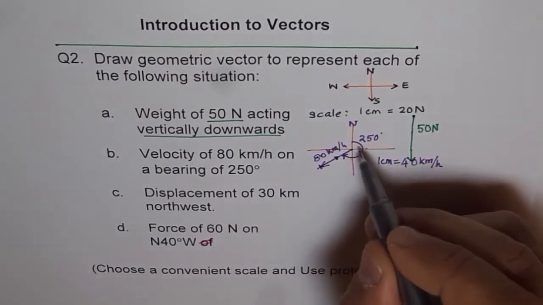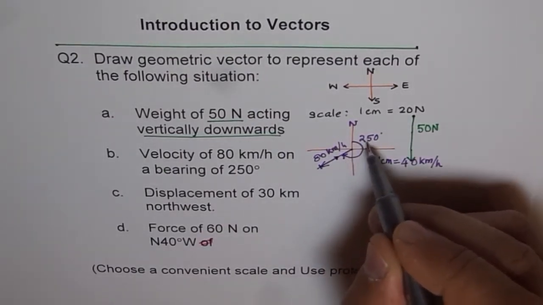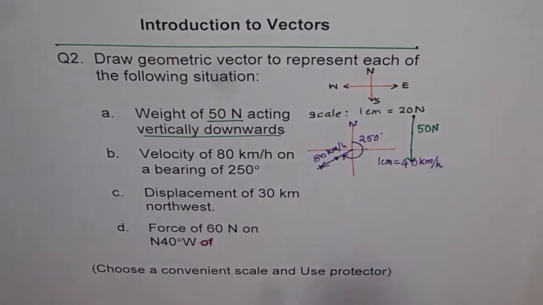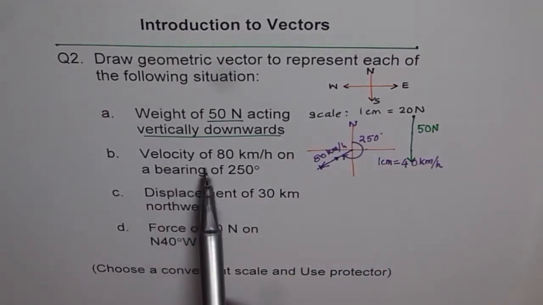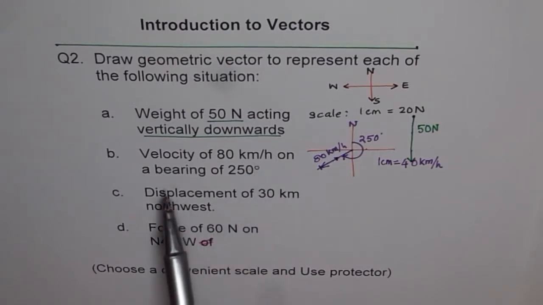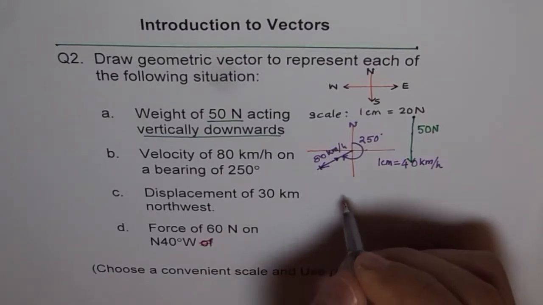Magnitude and direction was just shown here, 250 degrees bearing, right? So that represents velocity of 80 kilometers per hour on a bearing of 250. Now displacement of 30 kilometers northwest.